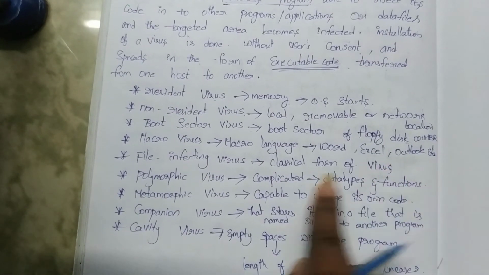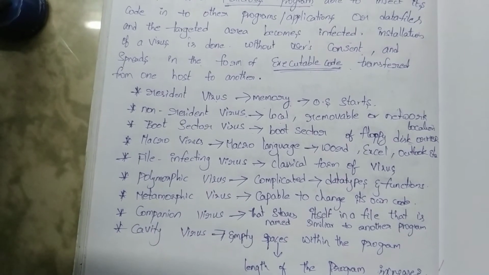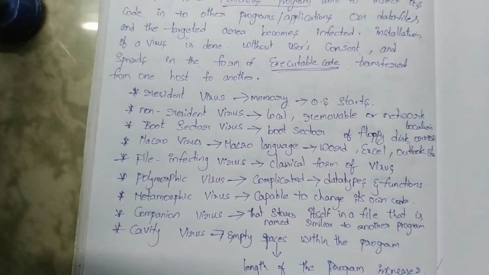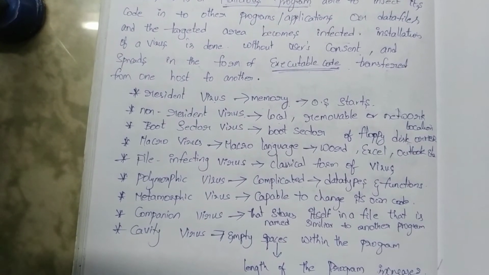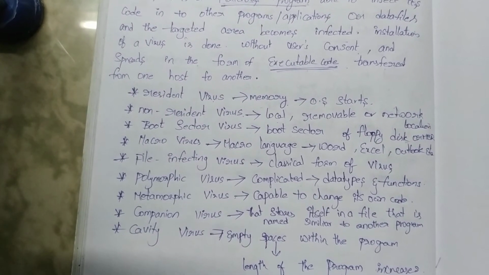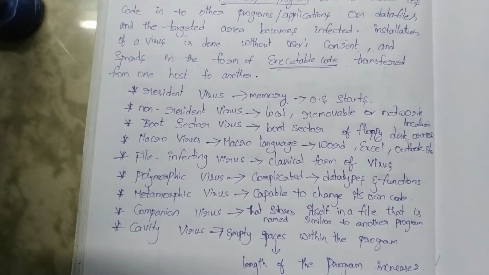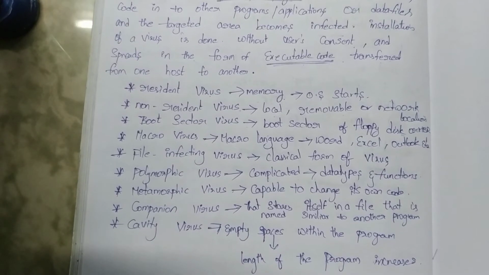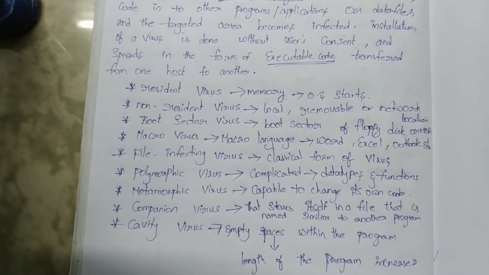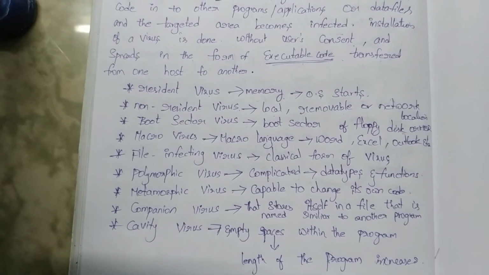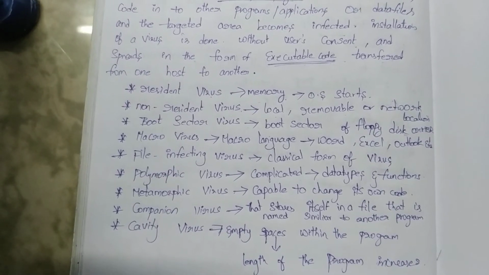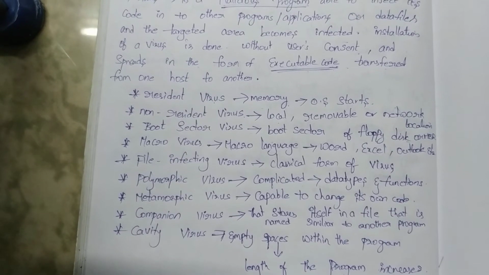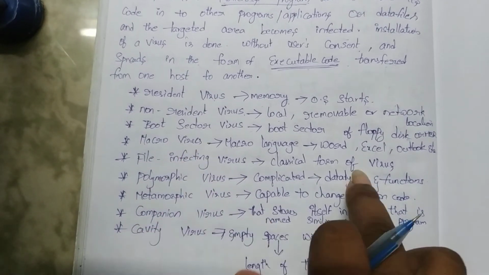The next one is file infecting virus. This is a classical form of virus. When the infected file is being executed, the virus seeks out other files on the host and infects them with malicious code. So we can simply say that it spreads from an infected file to another uninfected file within the same host. That is called file infecting virus.